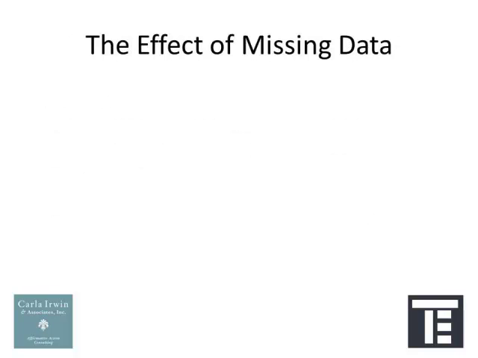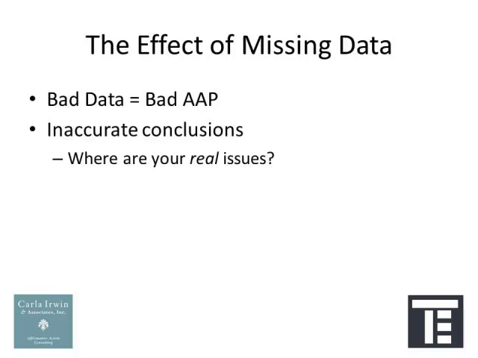So let's talk about the effect of missing data. And we're just going to put it out here in plain and simple terms. Bad data generates a bad AAP. If you have bad data, and by bad data we mean inaccurate data, data that are full of gaps, things that are missing, it's going to lead to inaccurate conclusions about your selection processes.